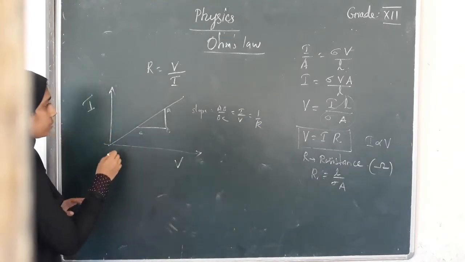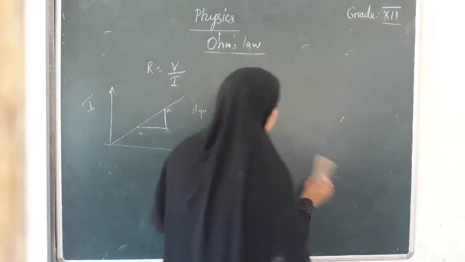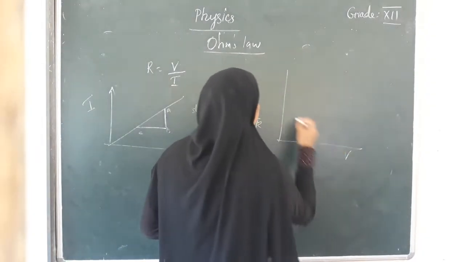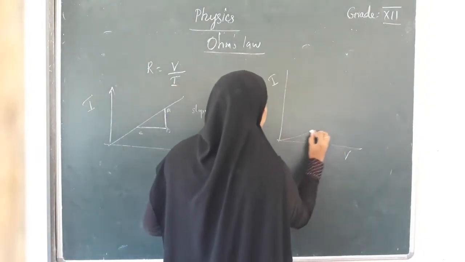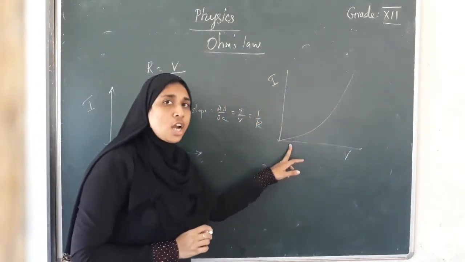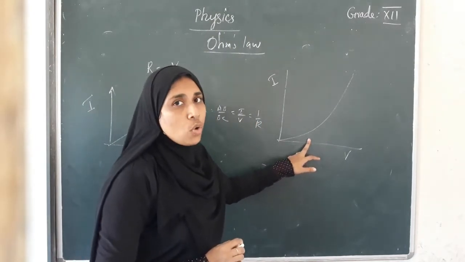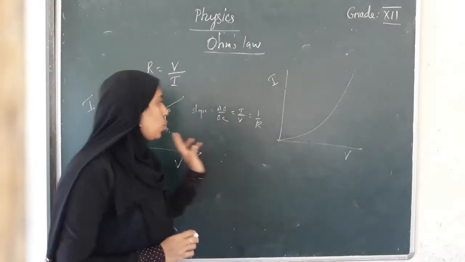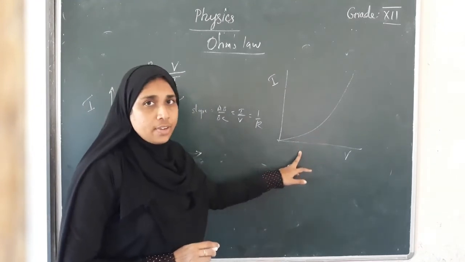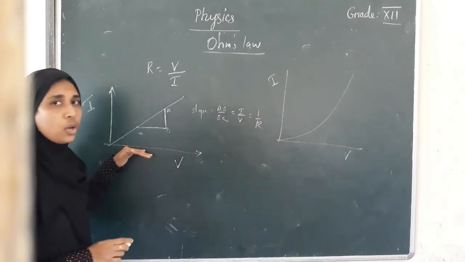And also, for some of the materials we will get a graph that is not a straight line like this. This material does not obey Ohm's law. It is the non-ohmic region, with a non-linear graph. This is the ohmic region, this is the non-ohmic region. So here the materials do not obey Ohm's law, and here the materials obey Ohm's law.